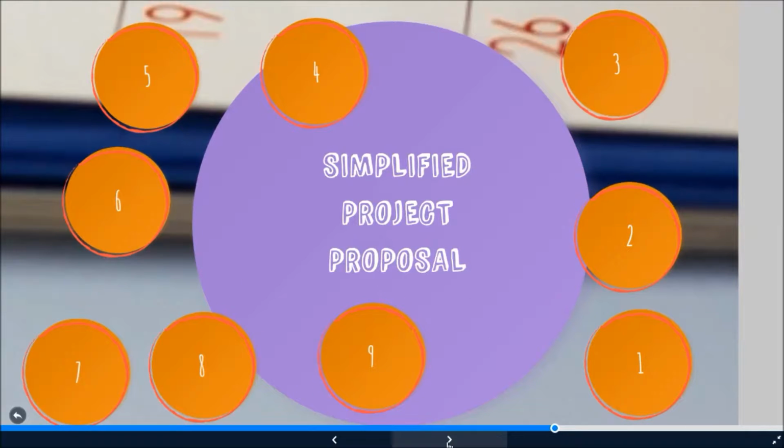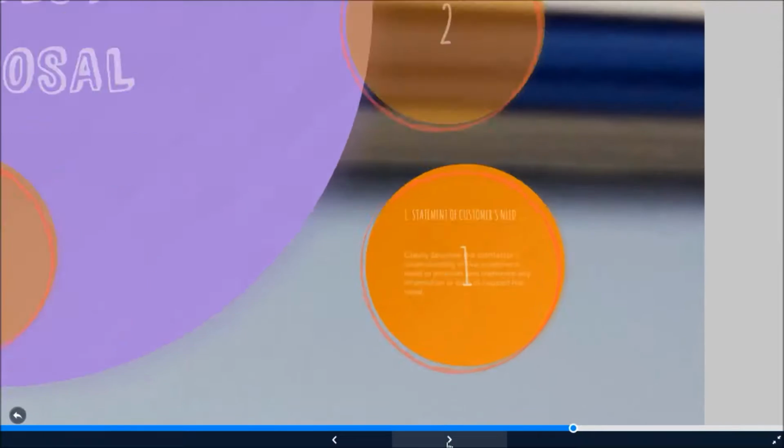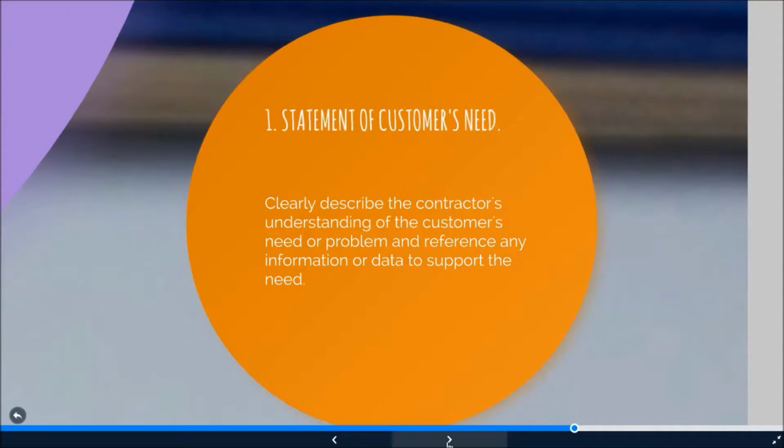Okay, the last part is a simplified project proposal that has nine elements. The first one is the statement of customer need. This should clearly describe the contractor's understanding of the customer's need or problem and reference any information or data to support the need. For example, if the customer needs to expand by building a retail outlet in a certain geographic region, the contractor may reference some data on the emerging trend for such a retail outlet or the demographic data for the region where the store will be located.